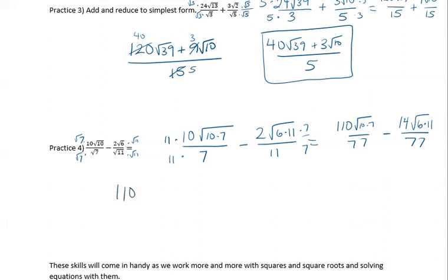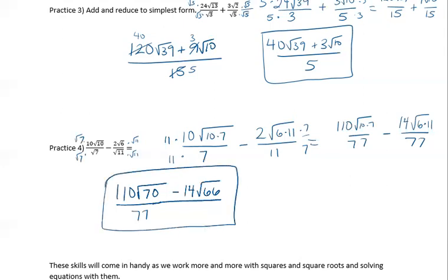So I don't see anything that can come out at this point, so I'm going to go ahead and multiply what was inside my square root. And I'm combining them. So 110 square root of 70 minus 14 square root of 66 all over 77. Now the only factors of 77 I can think of are 7 and 11. This can be a factor of 11, but this one is not. So there's no common factor between all 3 of these. So this is our final answer.